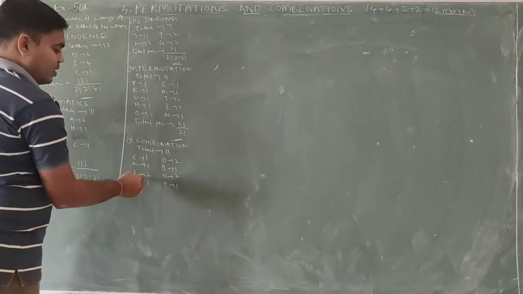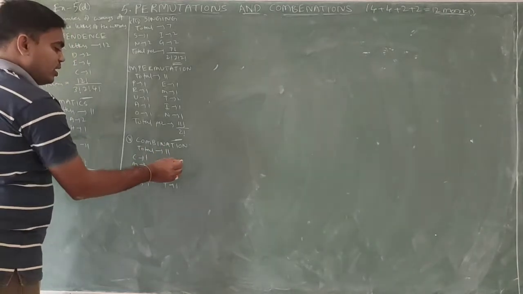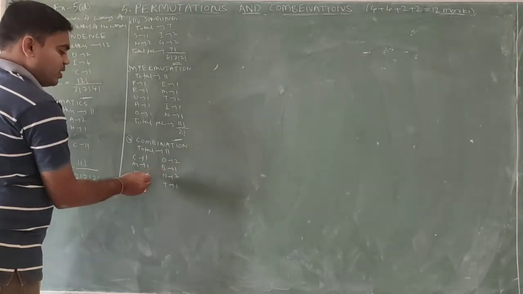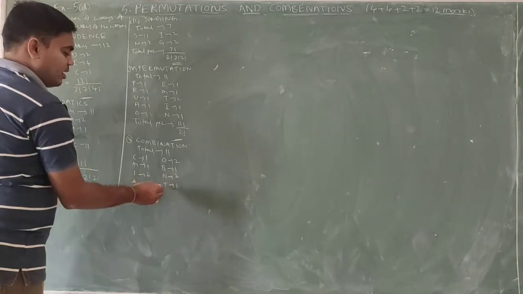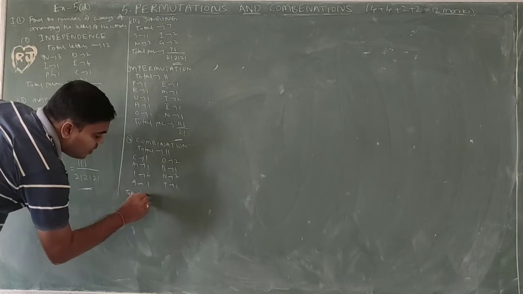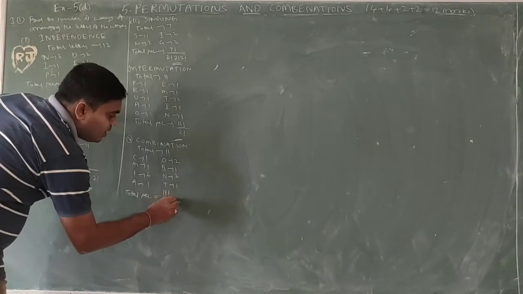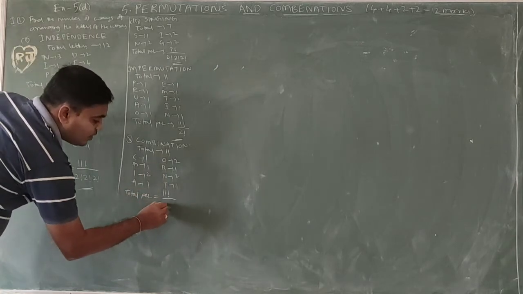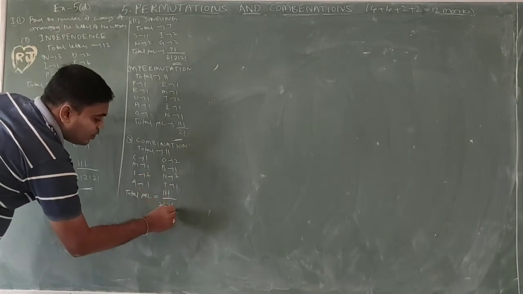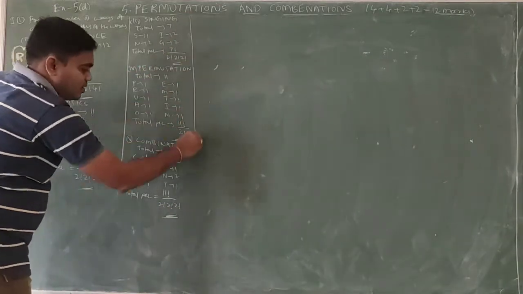So I is already completed, O already completed, N already completed. 1 plus 2 is 3, 4, 5 plus 2 is 7, 9, 10, 11. Okay, now total permutations equal to 11 factorial by O 2 times 2 factorial, I 2 times 2 factorial, N 2 times 2 factorial. So this is the answer.